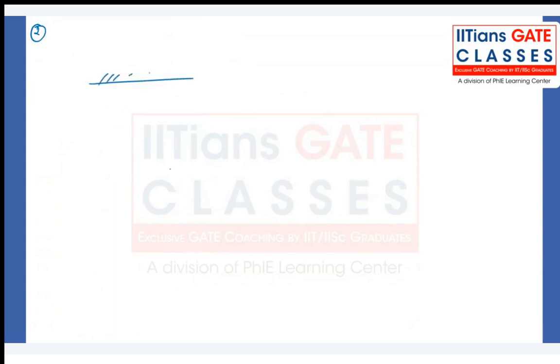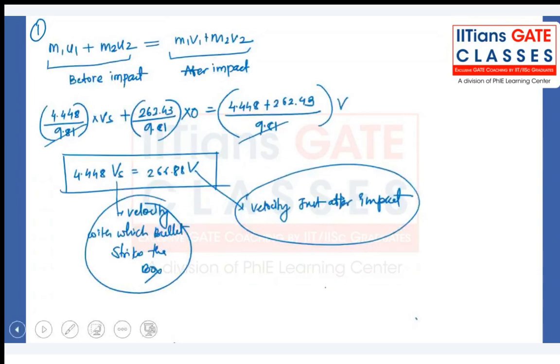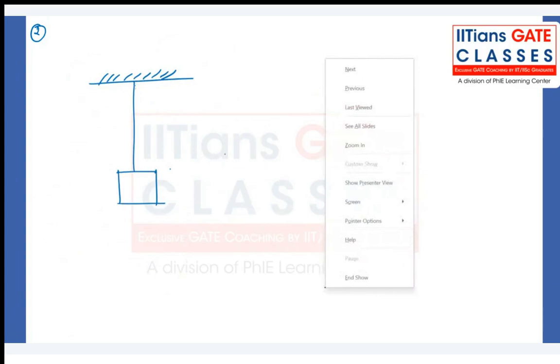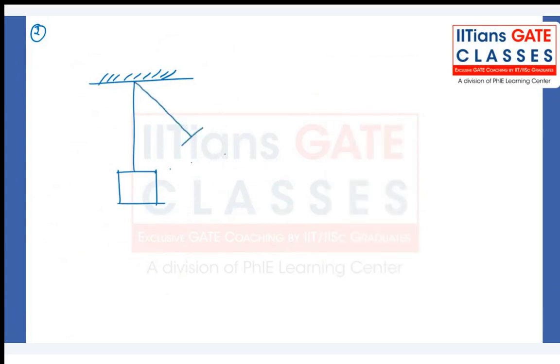After the impact, let me draw the figure again to explain in detail. We have the box like this, and after some time, it will look like this, and this is an angle of 30 degrees. So we know this h is 3.048. Okay, so this will be more or less h1, and this whole length is h.